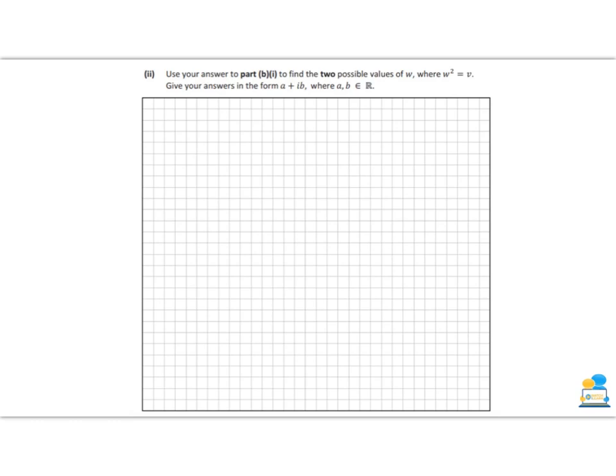So in this follow-up part, we're being asked to use your answer to part B(i) to find 2 possible values of W where W squared is equal to V. So really importantly to start off with, they're asking us to work out 2 values of W. So don't overcomplicate it. Look at this little equation and think, okay, that means I need to get rid of the squared on the W's shoulder. So I need to square root both sides, which is the same as saying V raised to the power of a half. If I can work out what V raised to the power of a half is, then I've worked out what W is, which is exactly what we're being asked to do in the question.